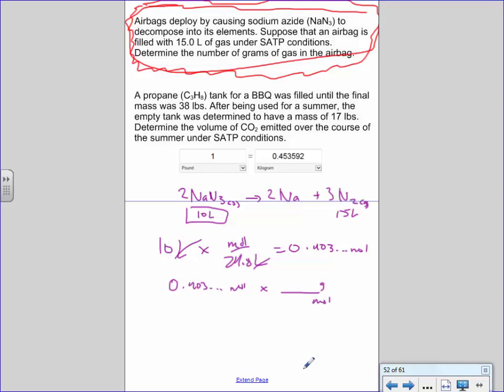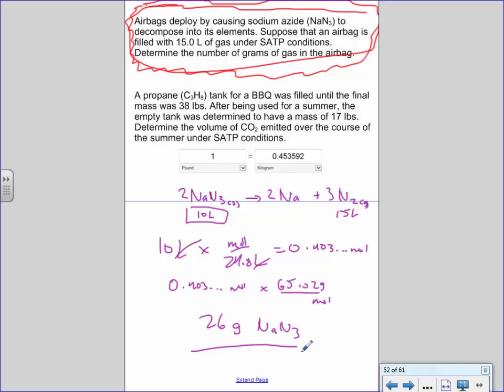Let's see, sodium azide, 22.99 plus 14.01 times 3. I have a molar mass of 65.02. So you would want to put 26 grams of NaN3 into your airbag. And if you do that, that 26 grams would be equivalent to 10 liters of reactants. But when it reacts, it would actually create you 15 liters of product.